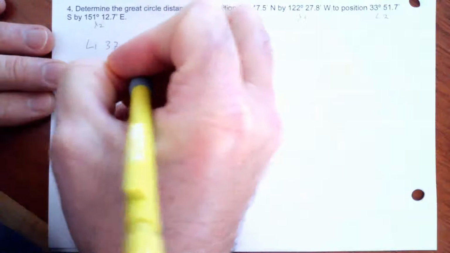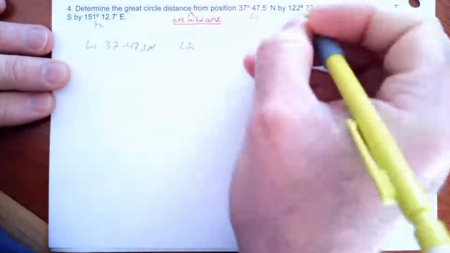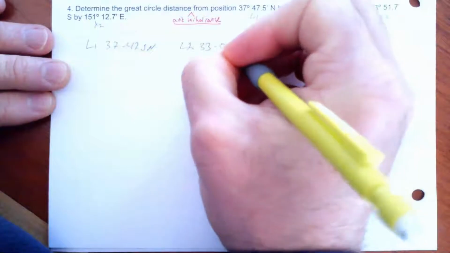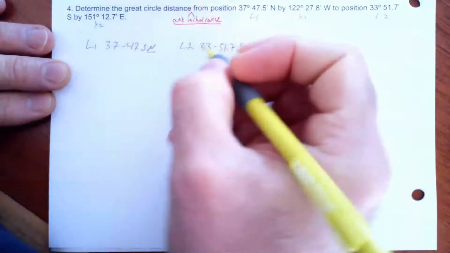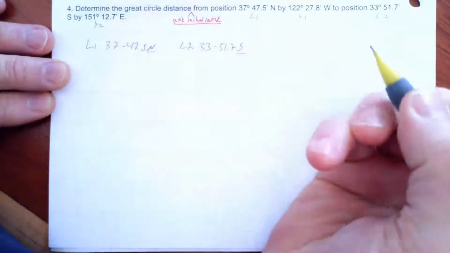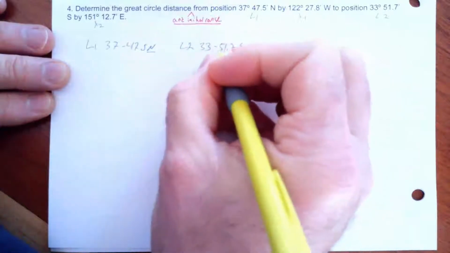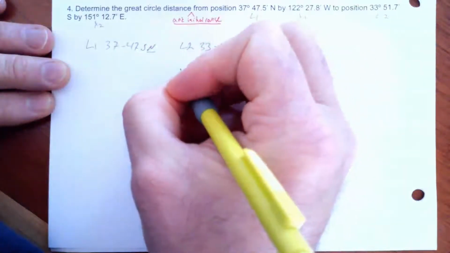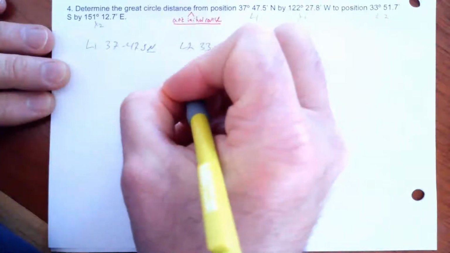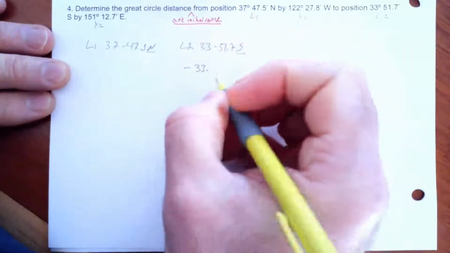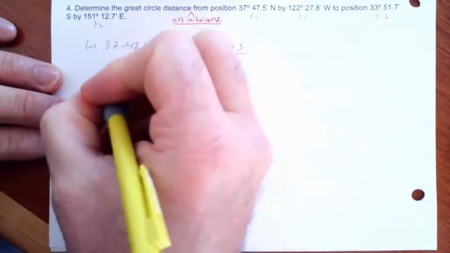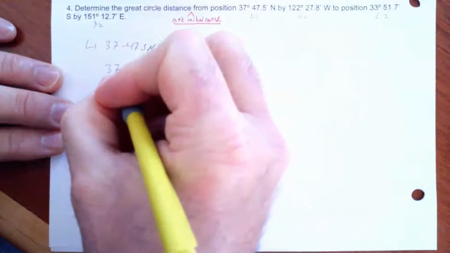So I'm going to take L1, which is 37 47.5 north, and I'm going to take L2, and that is 33 51.7 south. Right off the bat, I can see that my L1 is north and my L2 is south. That means I have essentially crossed the equator. So I'm going to calculate L2 in decimal degrees, but I have to remember to treat that as a negative. So I'm going to go ahead right now and make that negative 33 point. I'm getting ready because I don't want to forget to put this negative in later. This is going to end up being a 37 point something or other. We'll get to that in just a minute.